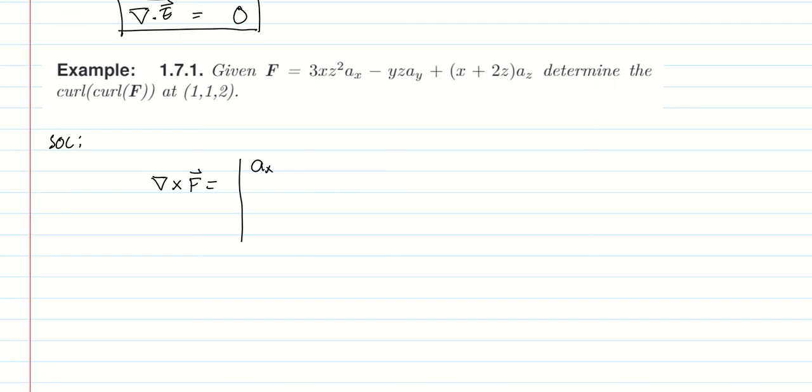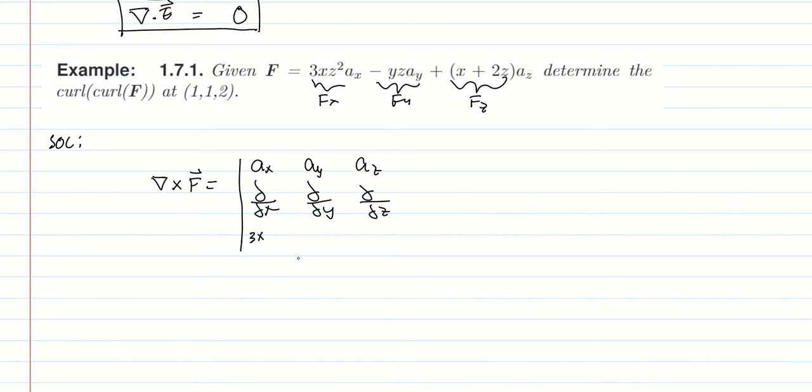So ax, ay, az. This will be the partial derivative with respect to x, the partial derivative with respect to y, and the partial derivative with respect to z. And for the last row, it should be the components of F. The x component is 3xz squared. The y component is negative yz, and the z component is x plus 2 times z.